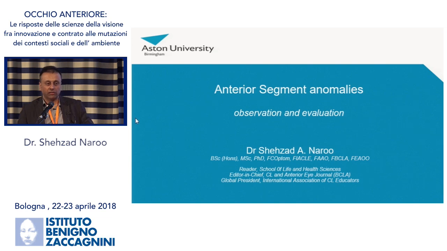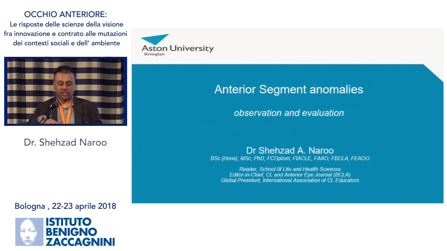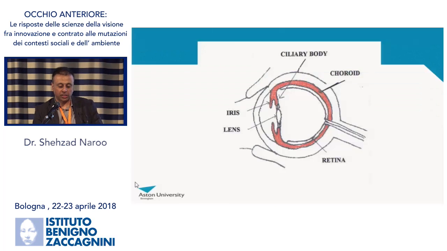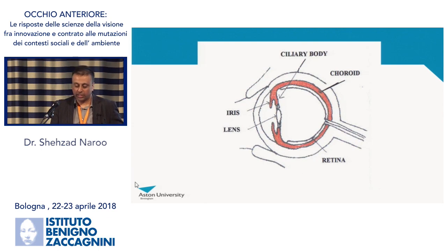The theme of this Congress, of course, is anterior eye. And so what I'm going to talk about are some of the things that we will see on the anterior eye pathologies, and especially what we call differential diagnosis. So how to tell one thing from another. So when a patient presents with some problems, how can you see that it's this or something else? And this is very important when we come to referring our patients to our medical colleagues.